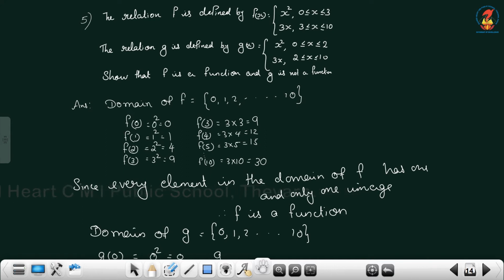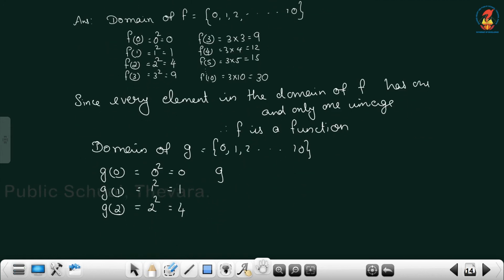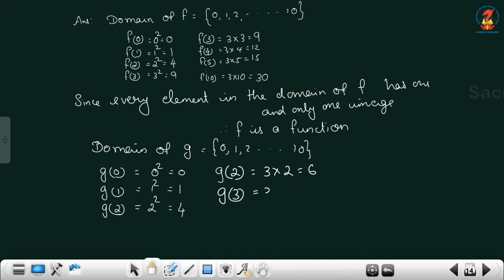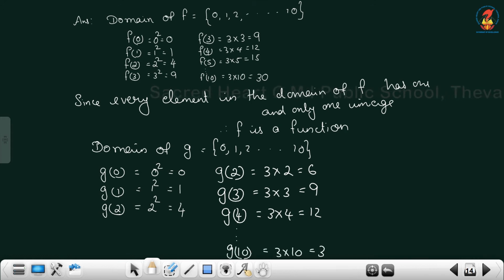Again from 2 to 10 the relation is defined as 3x. Okay. So again you have to give 2. So g of 2, from the second relation, 2 into 3 or 3 into 2, that's equal to 6. Then g of 3 is 3 into 3, 9. g of 4, 3 into 4, 12. Like that. g of 10, 3 into 10, 30.